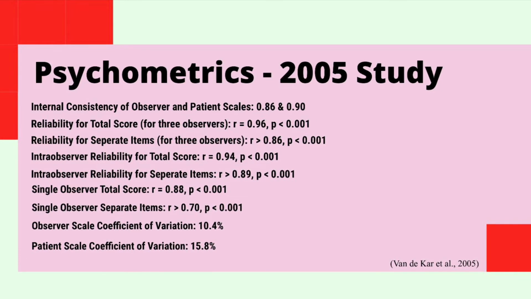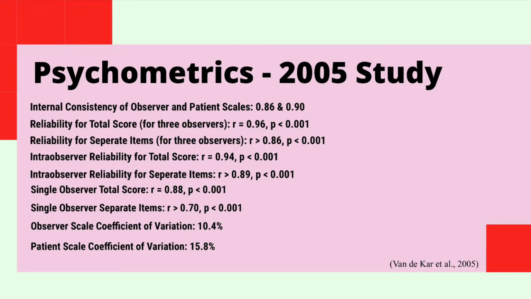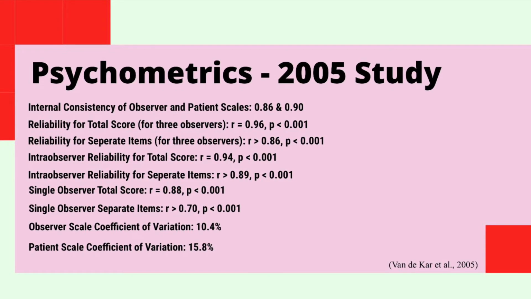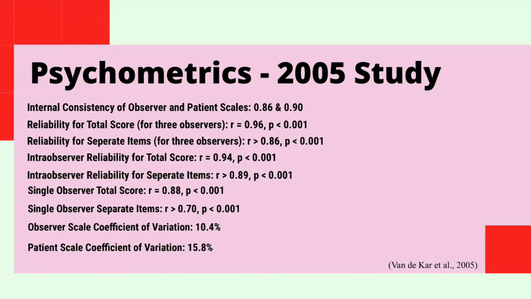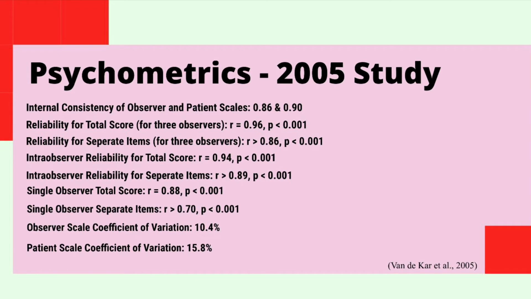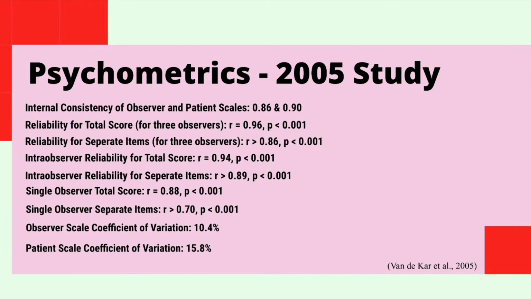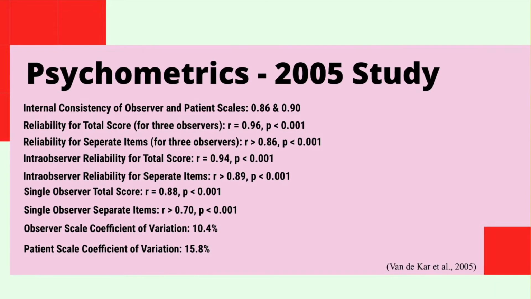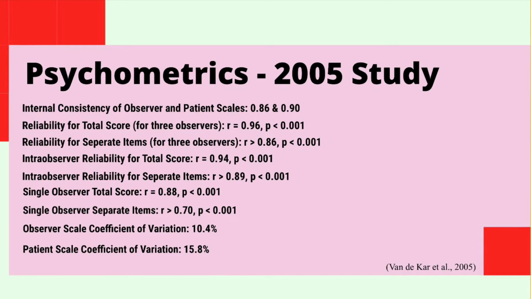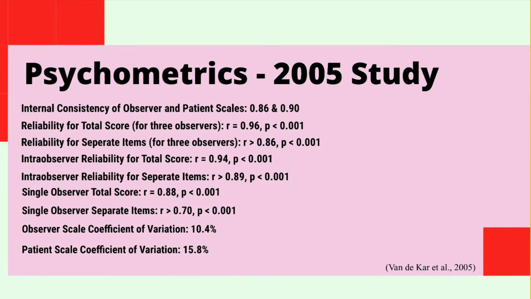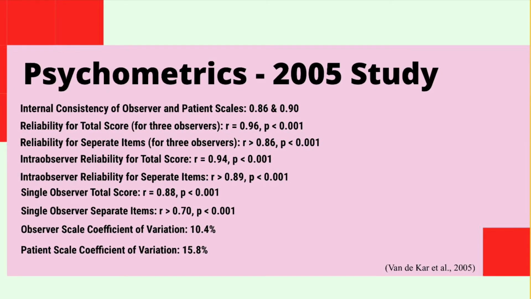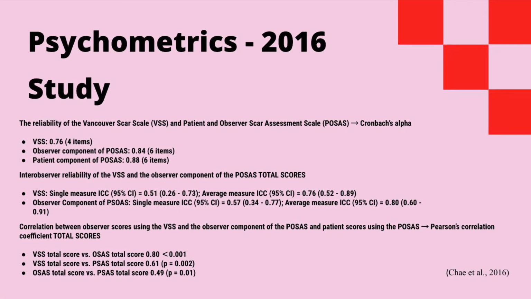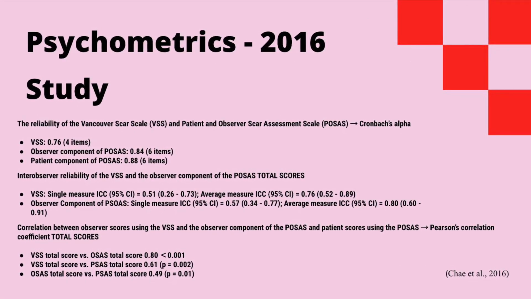For the single observer total score, R was equal to 0.88 and P was less than 0.001. For single observer separate items, R was greater than 0.70 and P was less than 0.001. The observer scale coefficient of variation was equal to 10.4% and the patient scale coefficient of variation was equal to 15.8%. The second article that I looked at for psychometrics was a study from 2016.